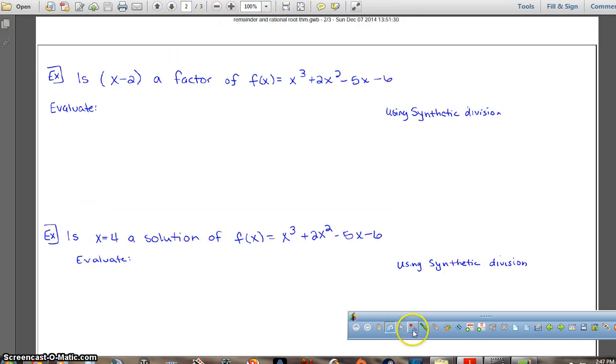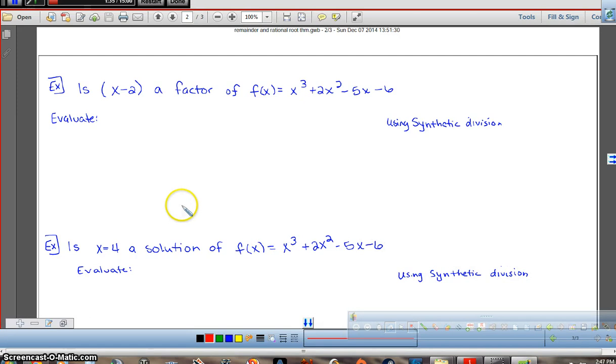Alright, so we want to see if, in fact, x minus 2 is a factor of f of x. So we can have two methods. We can evaluate and or we could do synthetic division. So to evaluate, we're going to take our factor, x minus 2, set it to 0 and solve. We're testing out to see if the solution x equals 2 is in fact a solution. So we're going to replace all the x's with a 2.